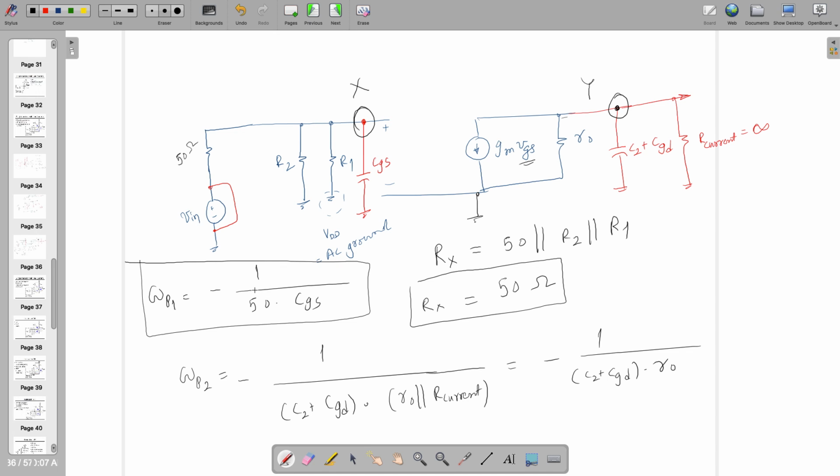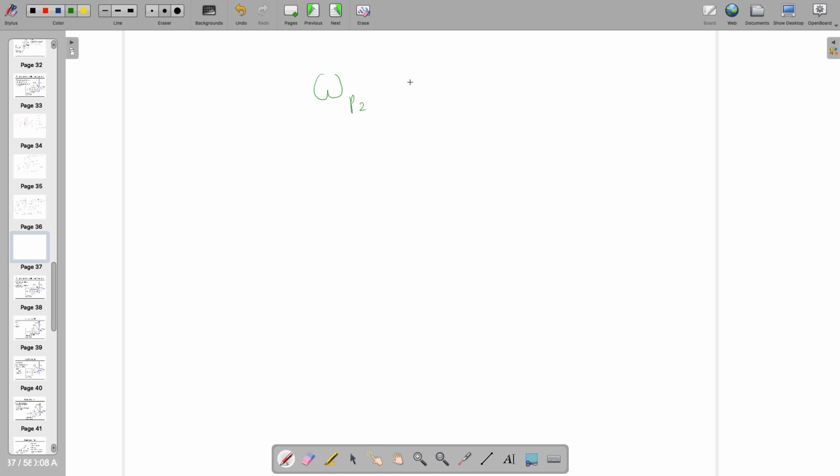So one pole is at minus 1 by 50 times CGS, and another pole is minus 1 by C2 plus CGD times R0. So you can see here that the first pole which we are seeing, actually it's not the first pole, because R0 is in the range of kilo ohms and this is 50 ohm, and CGS might be smaller than C2 plus CGD. However, taking this multiplication, the omega P2 denominator is the winning quantity, it's the bigger one. So omega P2 is lower than omega P1 because of this 50 ohm. So let's keep this here, that omega P2 is less than omega P1.